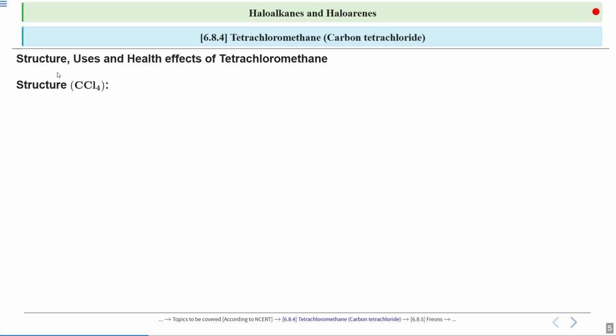If we talk about the structure of CCl4 or carbon tetrachloride, the structure is something like this. This is a single carbon compound, that's why we are calling it methane. Its tetravalency is occupied by 4 chlorine atoms, with each bond forming between chlorine and carbon. And this is a polyhalogen compound.